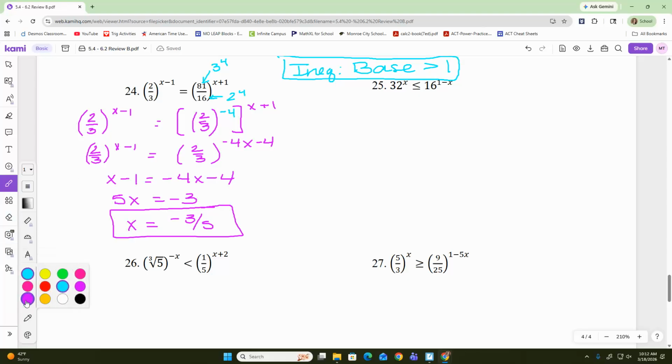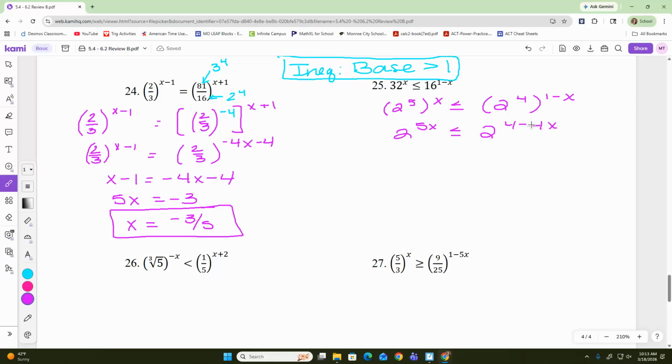So let's start out just getting common base. 32 and 16, those are both powers of 2. So 32 is 2 to the 5th. 16 is 2 to the 4th. Power to a power, we multiply the exponents. Now, because I chose a base greater than 1, I can just drop the base, bring down the exponents, and keep the inequality the same. So now if I add over my 4x and divide, I get x is less than or equal to 4/9.